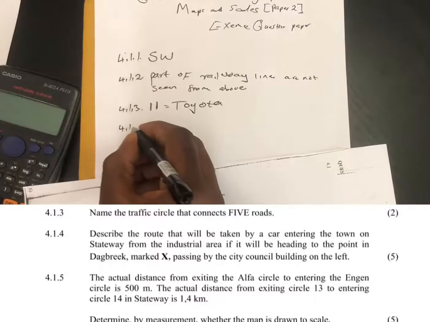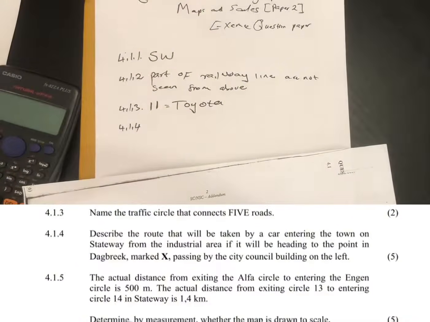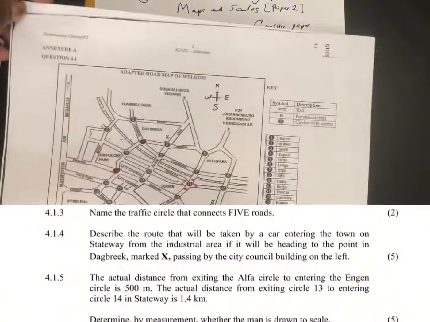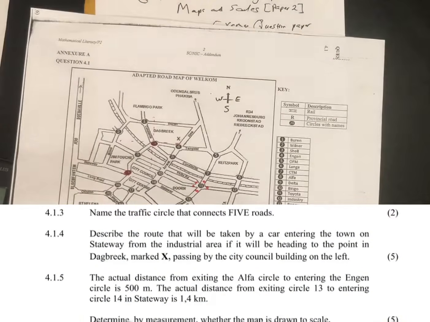Then let's move to 4.1.4. It says, describe the road that will be taken by a car entering a town on state way from industrial area if it will be heading to the point in dark brick marked S, passing by the city council building on the left. Okay, so obviously this one is very simple. You just have to write the direction.